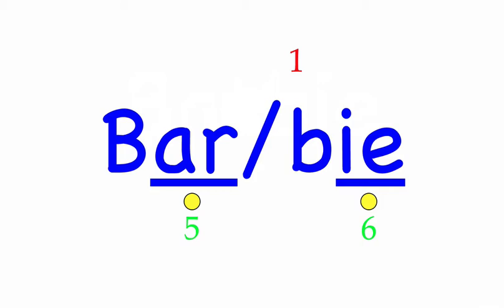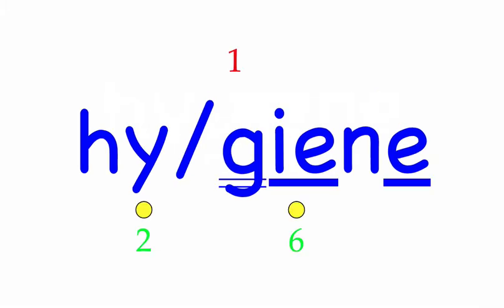Row 4, hygiene. Good hygiene is essential for health. Hygiene. Hi has 2 sounds: H, I. Gene, 3 sounds: J, E, N. Hygiene. Mark the word.